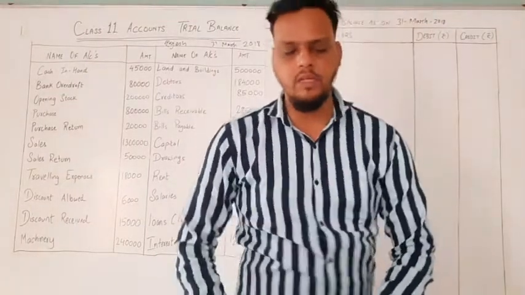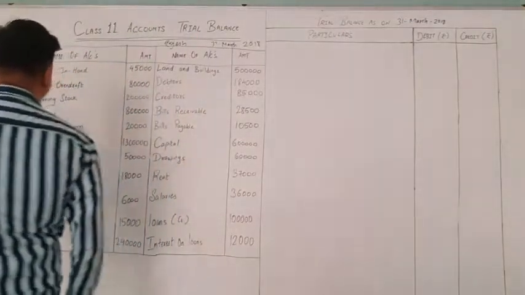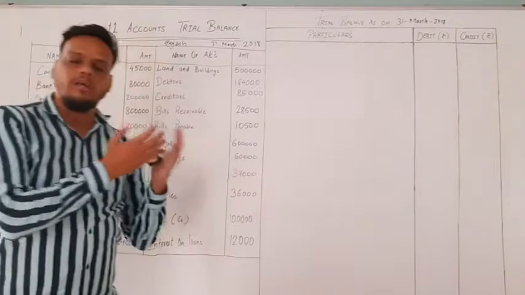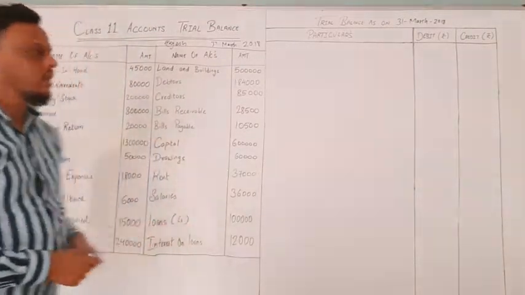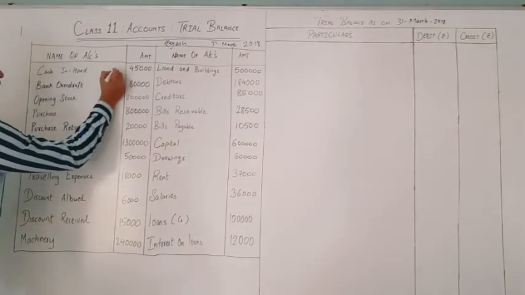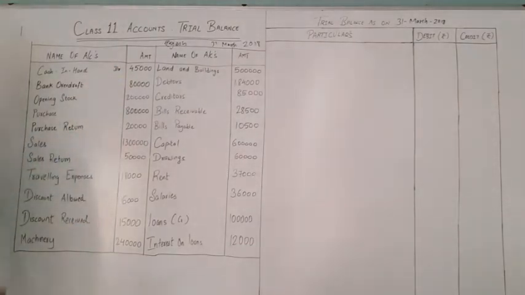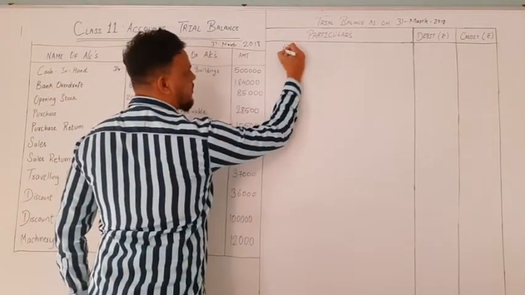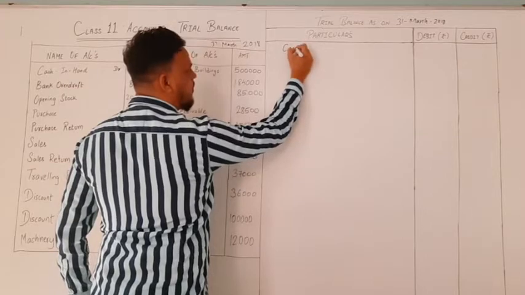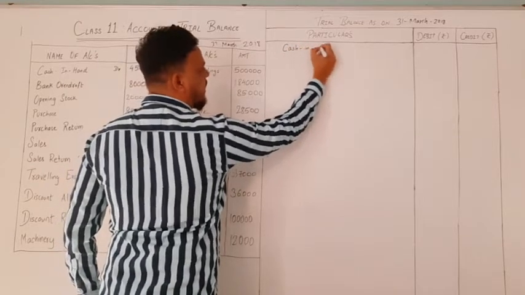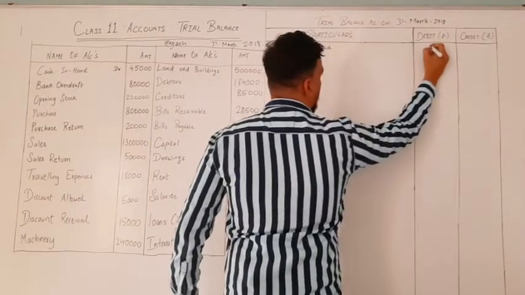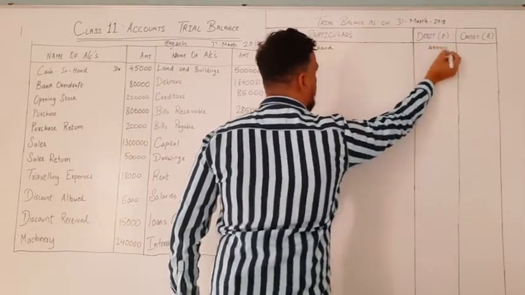So let's begin with the first part, cash in hand. Cash in hand is ultimately on the asset side, that's why it is considered as debit. So you have to write directly over there as a debit balance. I'm writing a little bit smaller because a space issue will occur. Cash in hand, I'm writing the amount directly as 45,000.